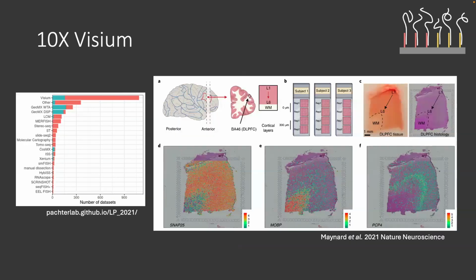Visium is by far the most used method. And here I just highlight a famous paper where they applied it on the human brain, and they see the different layers of the cortex in the brain. I think this is a well-used data set that is used as a benchmark for many methods as well.